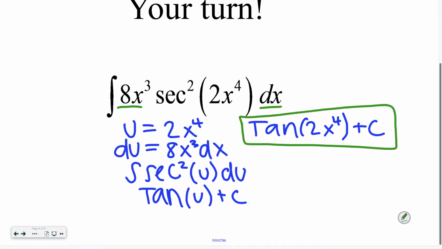Okay? Great. Now this has all been really nice, hasn't it? Exactly what we needed has always been in our integral in the three examples that I've given you. What happens when it's not?